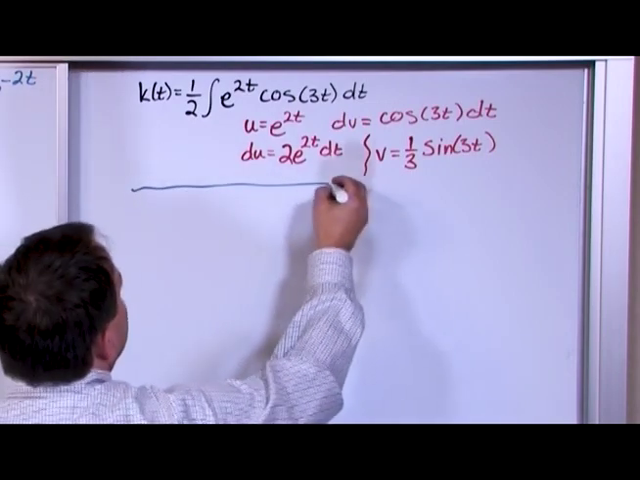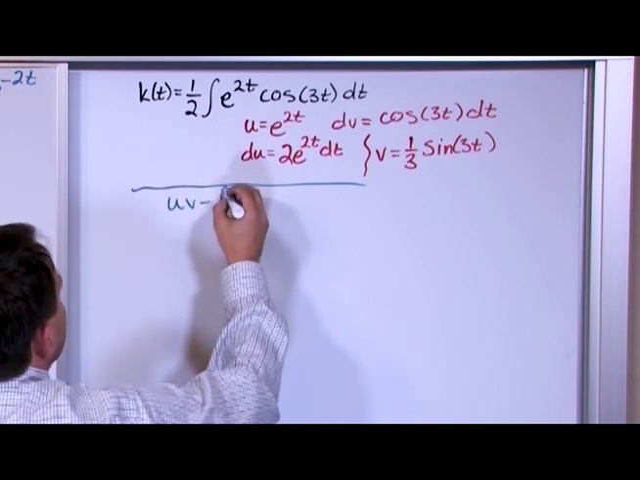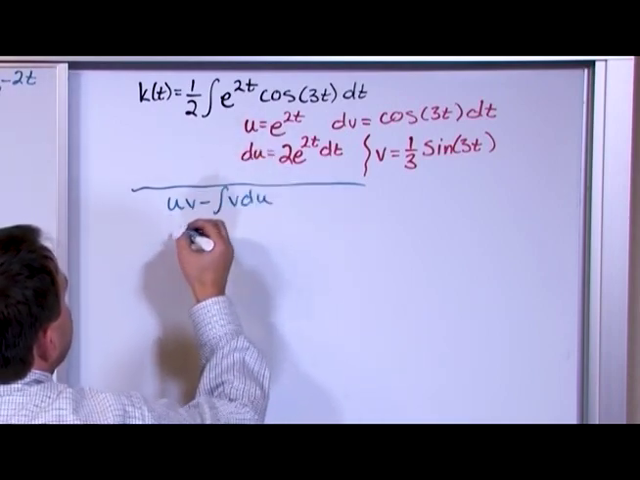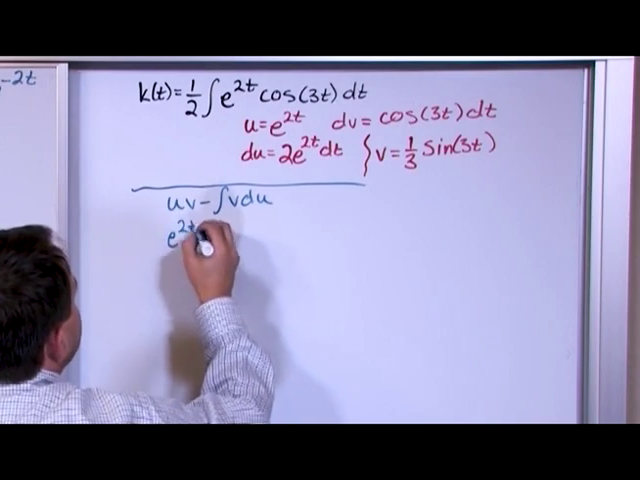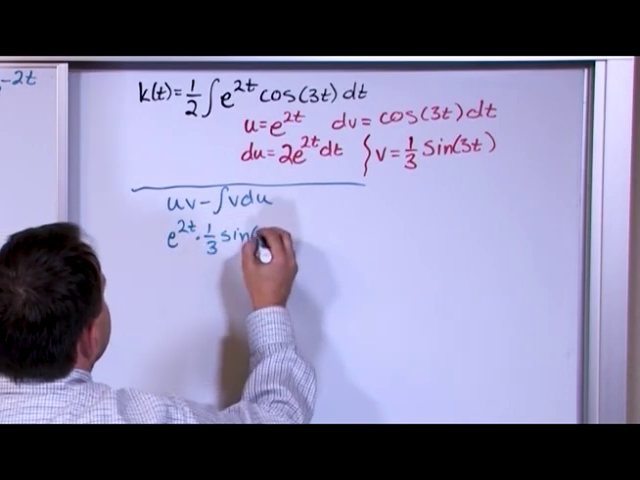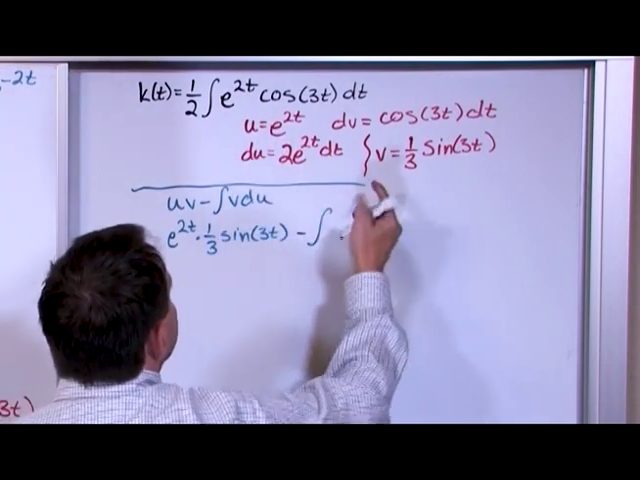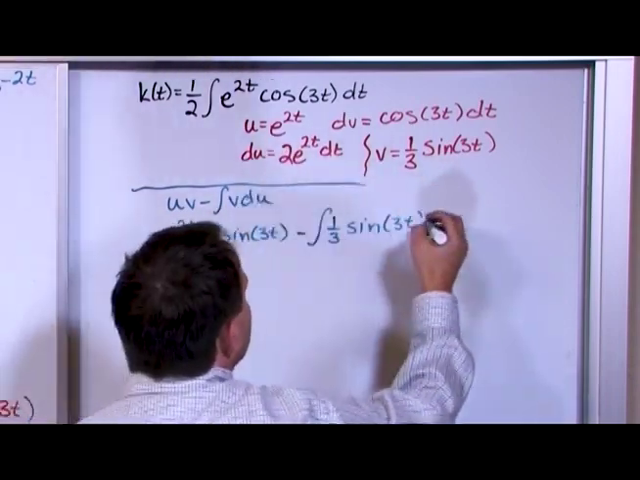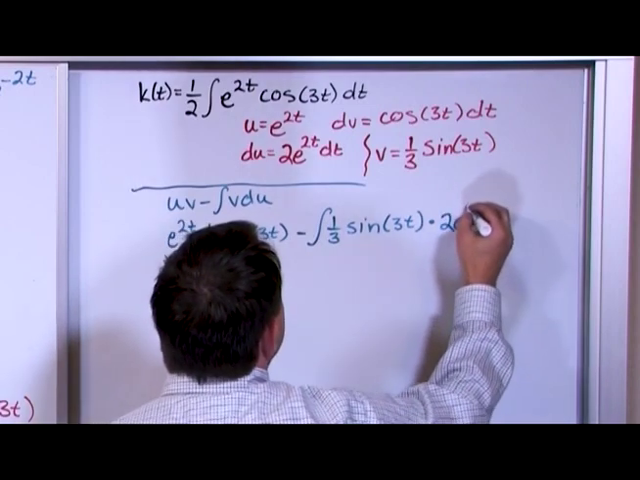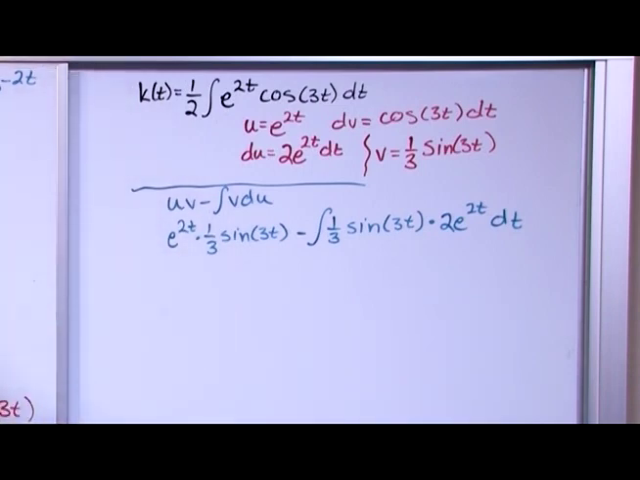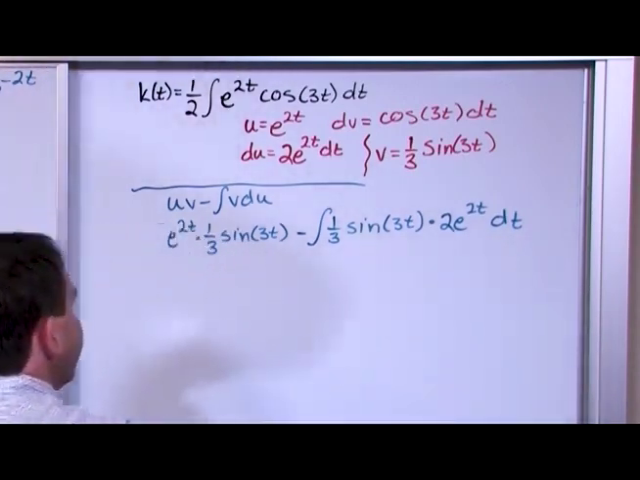When you do integration by parts, the equation is u times v minus the integral of v times du. U is this, so we have e to the 2t times v, which is 1/3 sine of 3t, minus the integral of v, which is 1/3 times the sine of 3t, times du, which we found here as 2 times e to the 2t dt. See what I mean? It's getting a little ugly and we haven't gotten very far. But that's okay. My advice is to keep rewriting the whole line over and over until you simplify it. Otherwise, you're going to make a mistake.